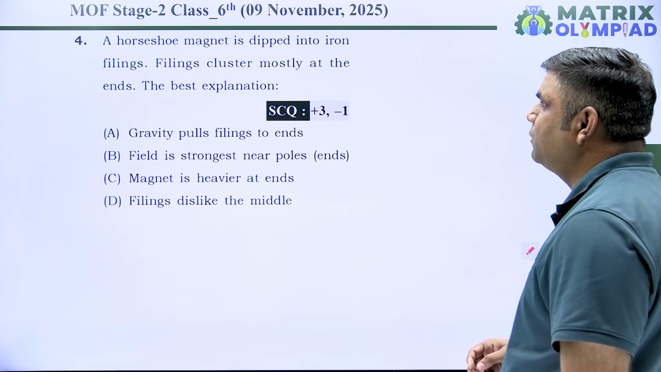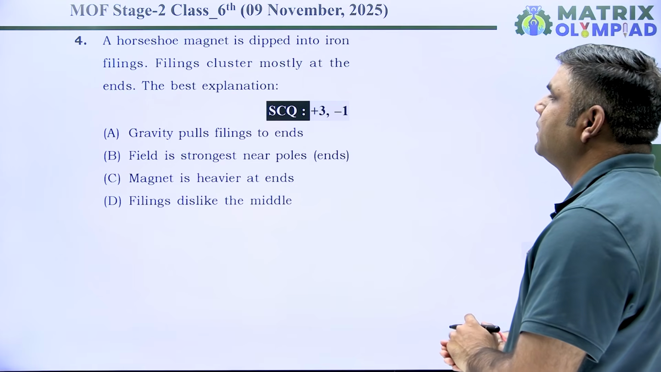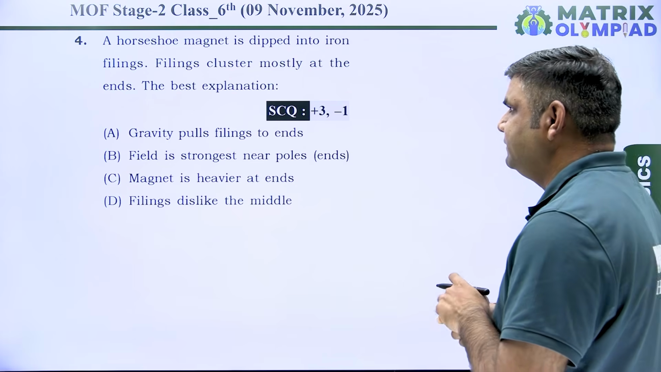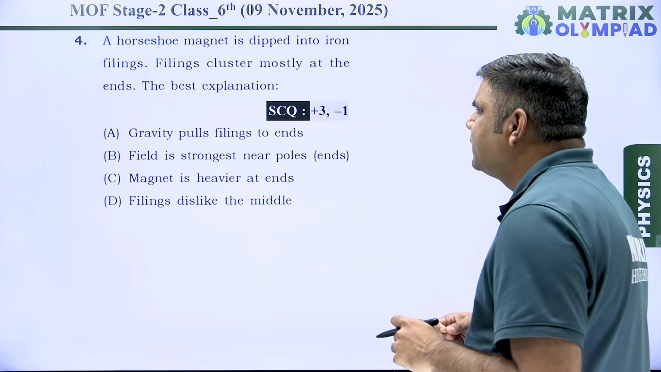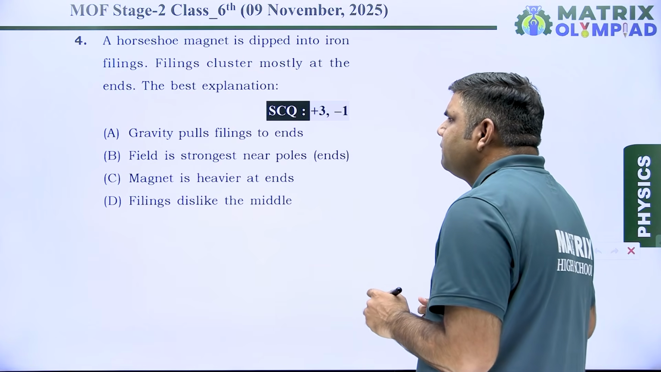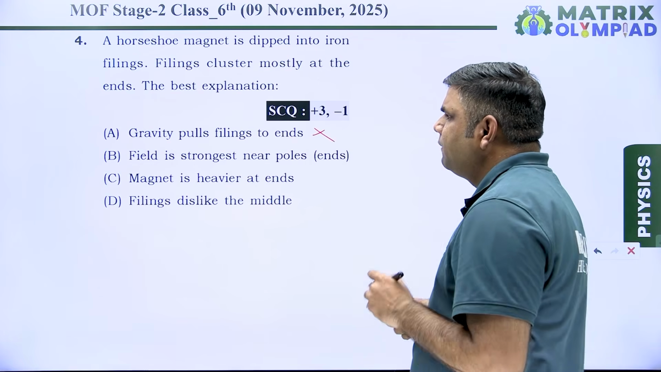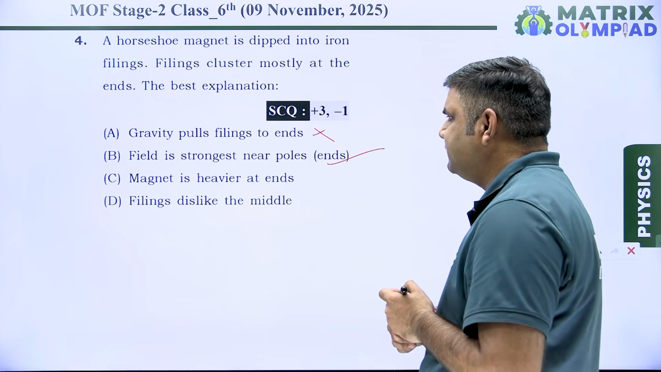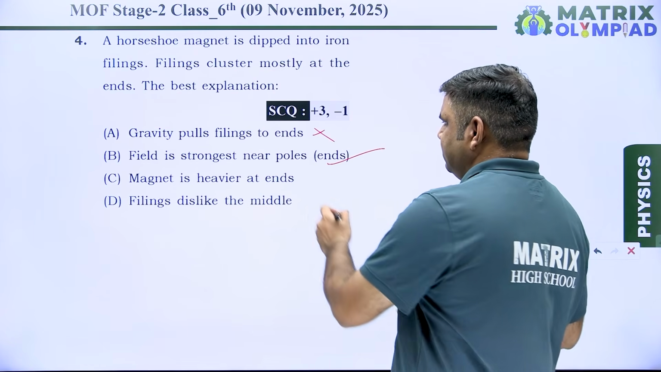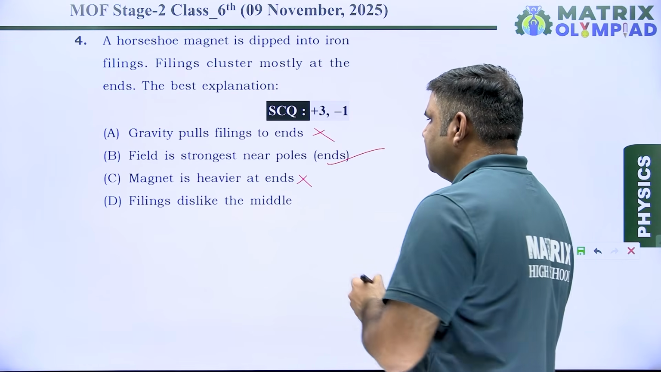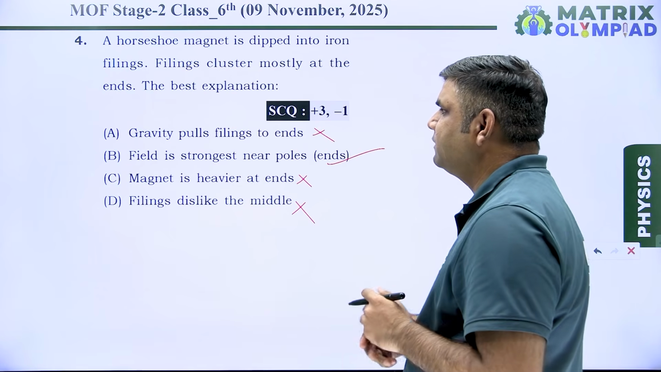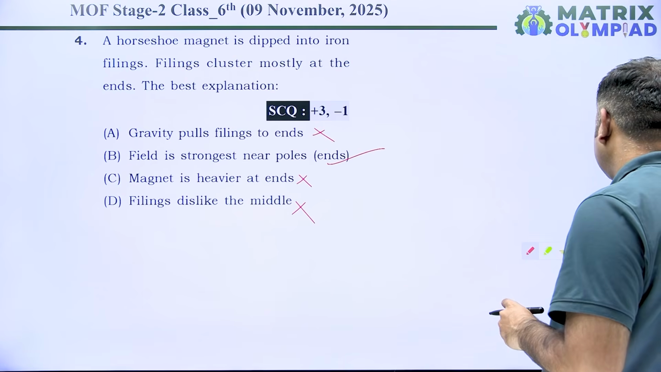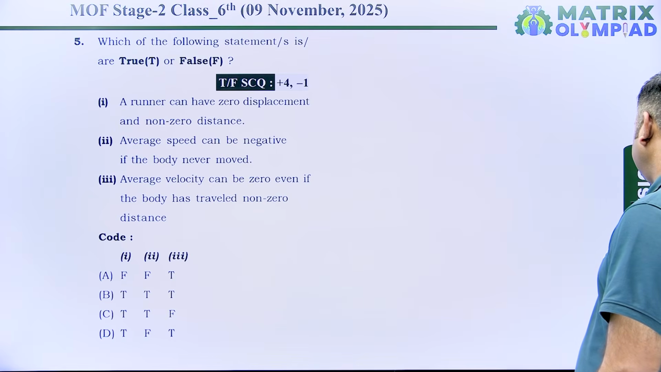In question number 4, a horseshoe magnet is dipped into an iron filings cluster, mostly at the ends. The best explanation: gravity pulls filings to the ends. No. Field is strongest near the poles. Yes. Magnet is heavier at the ends. No. Filings dislike the middle. No. So our correct answer will be option B for question number 4. Let's move to the next question, that is question number 5.